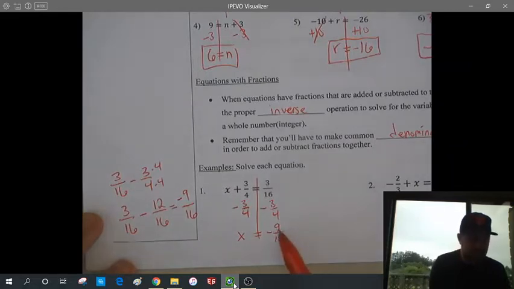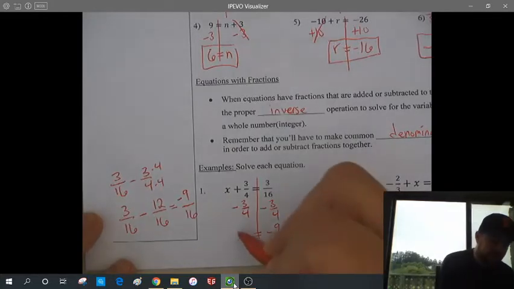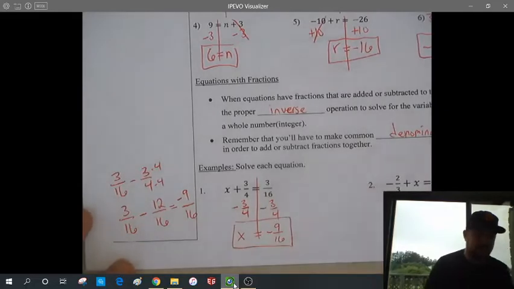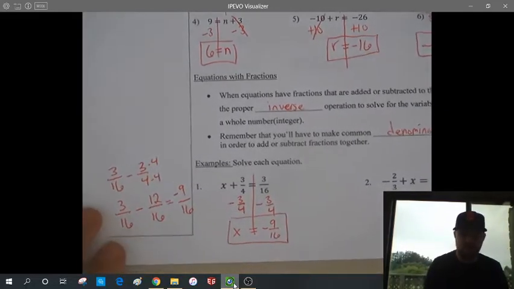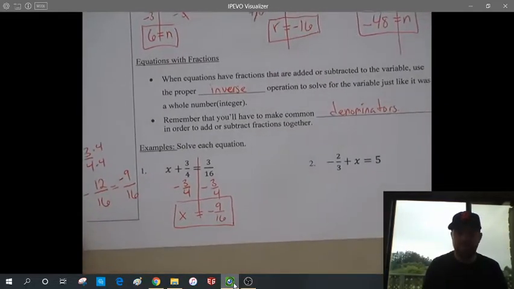In this case, 9 has factors of 1, 9, and 3, and none of those are going to be common factors of 16. So in this case, -9/16 ends up being our answer. But remember to try to reduce those fractions if we can.